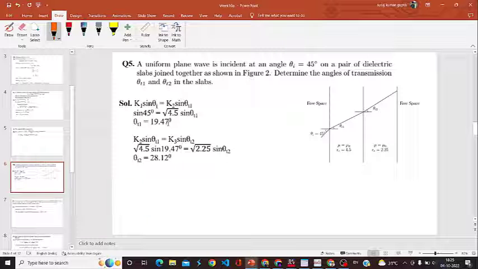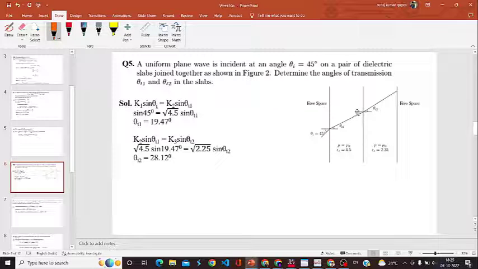19.47 degrees. It means that the angle of transmission that it is making from the normal of this boundary is 19.47 degrees. Once you know this angle, it will remain the same from the alternate angle.